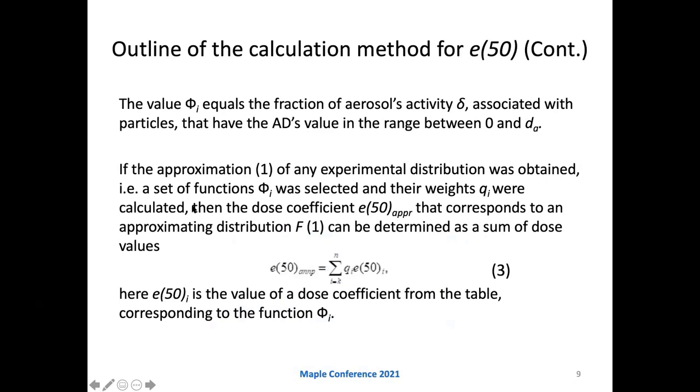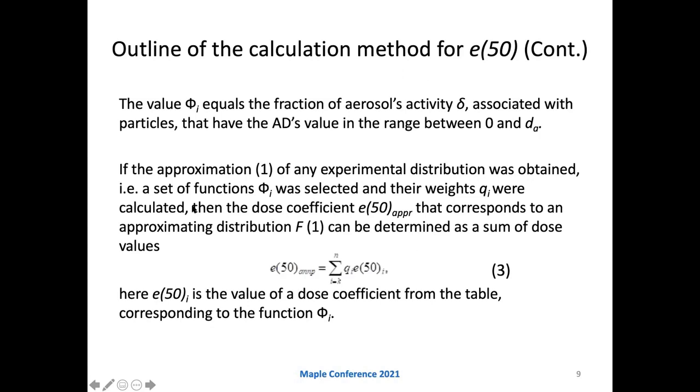So now we should define that the value of Fi equals the fraction of aerosol's activity delta associated with particles, and we have a diameter value in the range between 0 and dA. If we approximate any experimental distribution, in other words, we have a set of functions Fi, and we have their weights somehow calculated, then we can calculate a dose coefficient E50 approximated that corresponds to the required approximating function F1.